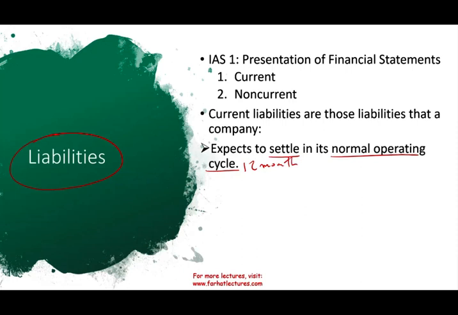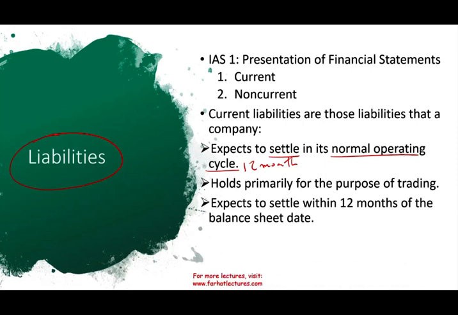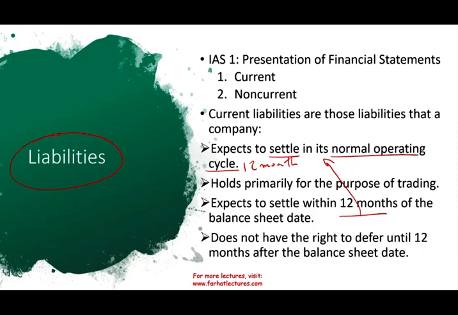As long as you're going to settle it, which means either pay it off, refinance it, or defer it, within 12 months, and you're holding it primarily for trading purposes, meaning this liability is for operating your business, and it is expected to be settled within 12 months. Again, what really matters is your normal operating cycle. We assume it's 12 months. Or you do not have the right to defer it for more than 12 months. Again, when we say 12 months, we really mean the operating cycle, but we always assume the operating cycle is 12 months.